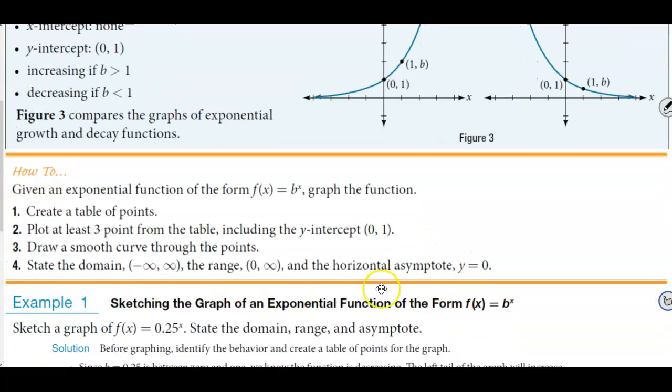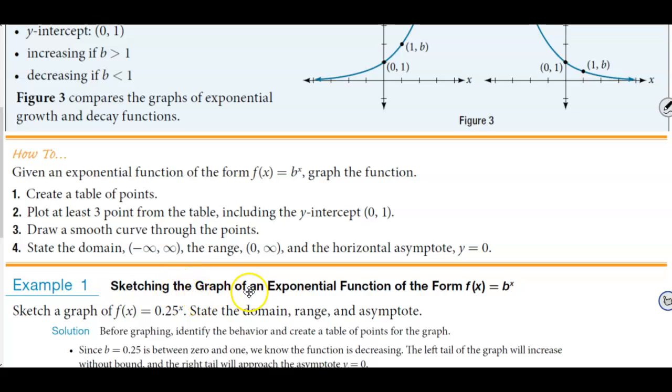In example 1, we want to sketch the graph of an exponential function of the form f of x equals b to the x power. So how do we do that? Given an exponential function of the form f of x equals b to the x, we're going to graph the function.